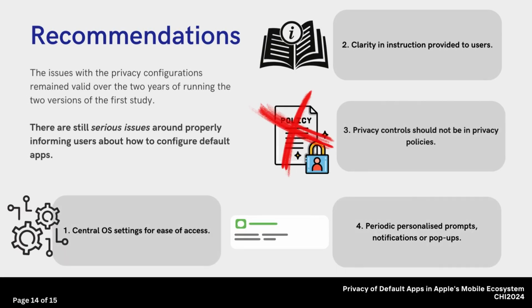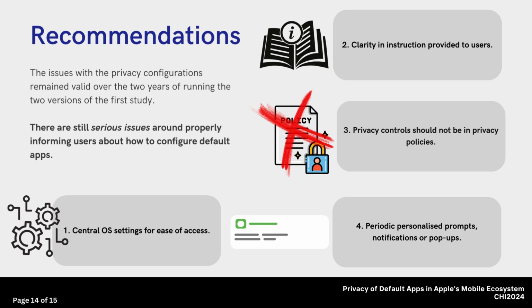We present recommendations for solving issues with default apps. Despite the time between the repetition of the study, the issues we discovered persisted in the latest updates. Our findings indicate that the users turn to Central OS settings as the first choice when attempting to modify privacy settings. We suggest shifting the privacy configurations to Central OS settings to make it easier for users to navigate these settings.